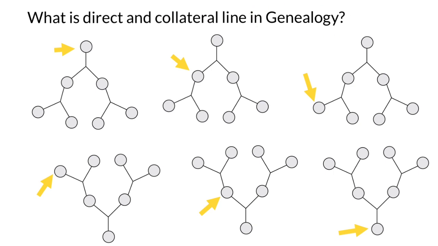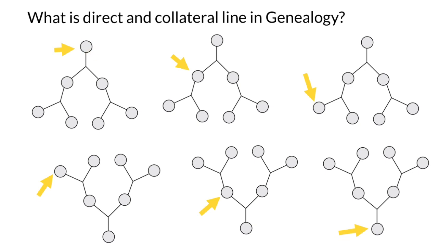what is direct and collateral line in genealogy. So imagine that this is you, this is family trees and different scenarios. And whenever you see this sign, this means you. So what are direct line? Direct line is going to be your ancestors or descendants.